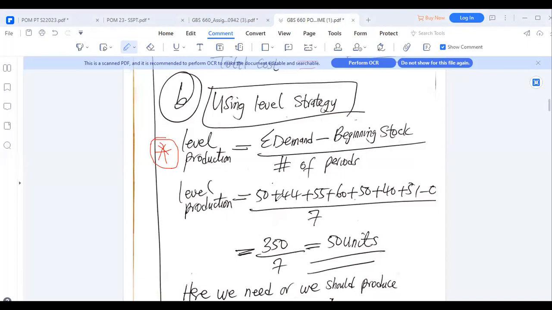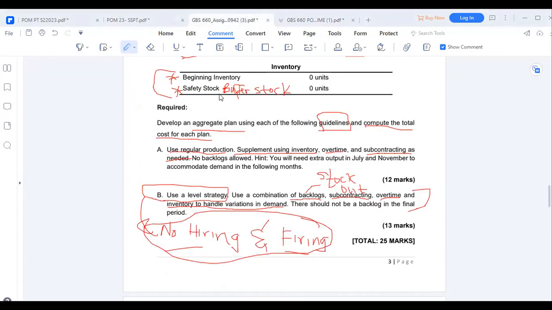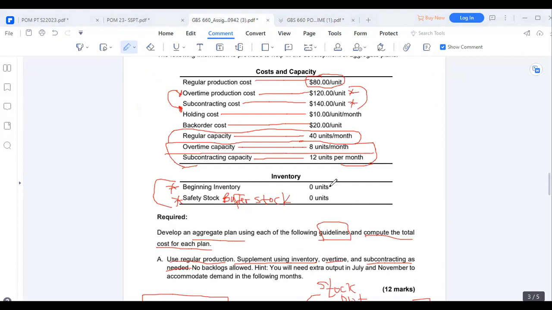So our level production is the summation of demand. These demand units are coming from the topmost. Then minus the beginning stock, because you can't produce what is already there. That's why we are subtracting the beginning stock. In the question, it was given that the beginning stock is 0 units, the safety stock is 0 units, and the buffer stock is 0 units.